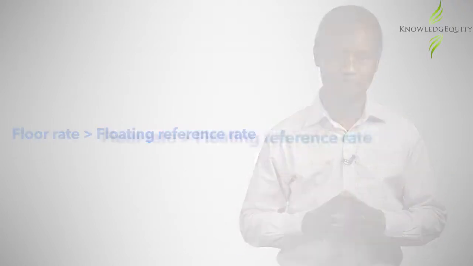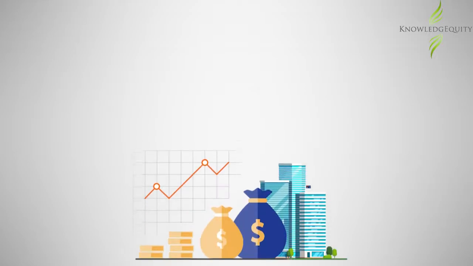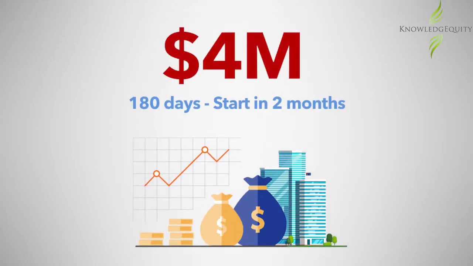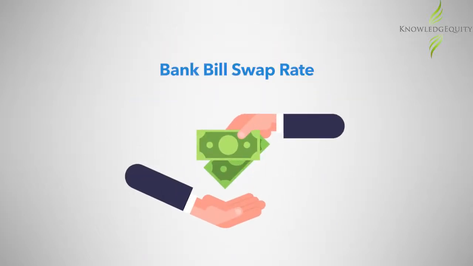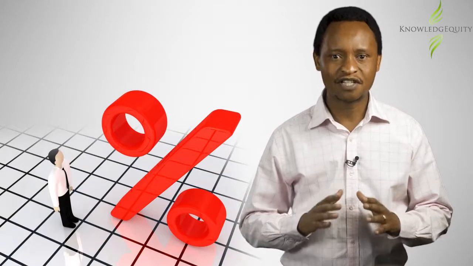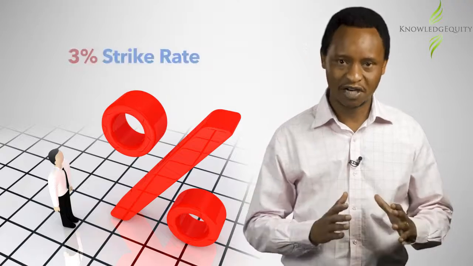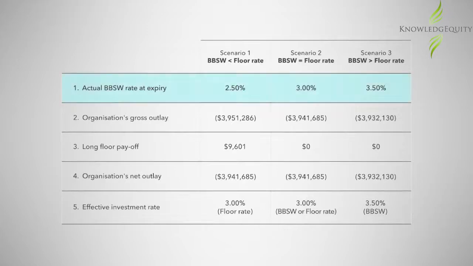Let's consider an example. An organization will make an upcoming investment of $4 million for 180 days starting in 2 months' time. The organization plans to invest in bank bills based on the bank bill swap rate, and it wants to protect against falling rates. The organization decides to purchase an interest rate floor that matches the investment structure and has a strike rate of 3%. The organization's resulting cash flows under multiple scenarios are as follows.